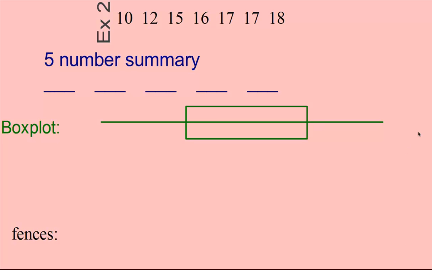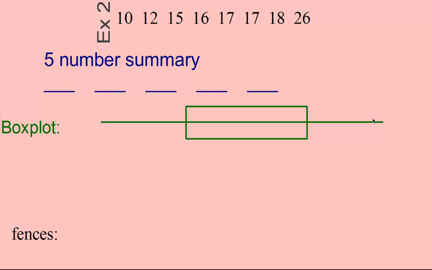So let's try another example. My 5-number summary should come fairly easily. Here my lowest number is 10 and the highest number is 18, the min and the max. I have 1, 2, 3, 4, 5, 6, 7 pieces of data.